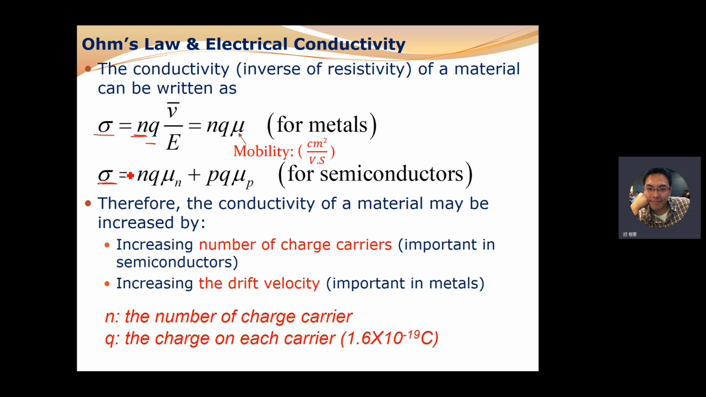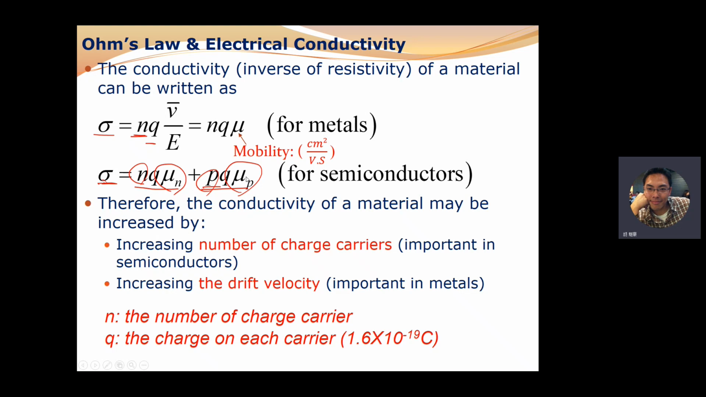For a semiconductor, we have to divide it by two mobilities, including the negative charge or positive charge. It depends on whether this semiconductor is N doping or P doping. Therefore we have two conductivity terms. The n here is the number of charge carriers of electrons, and the p is the number of charge carriers of holes. The mu n is the mobility of electrons, and the mu p is the mobility of holes.